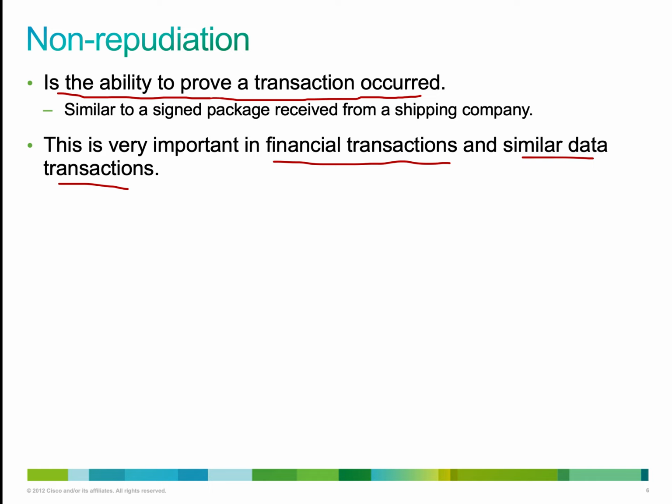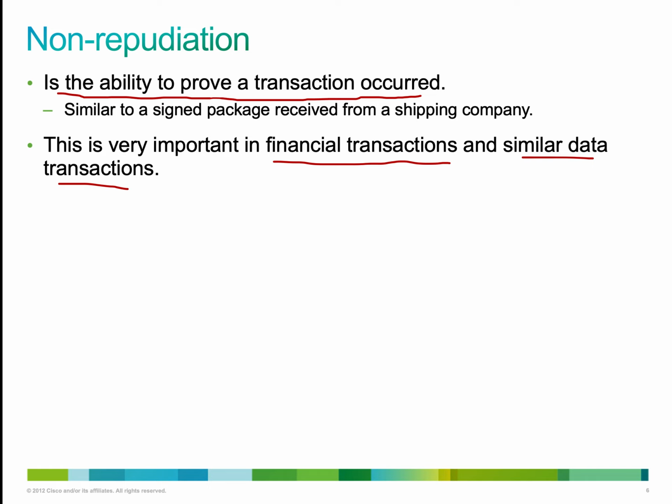Non-repudiation is the ability to prove a transaction occurred. The ability to show a proof, like a signature, something to show that the transaction has taken place. It's similar to a packet received from a shipping company. When you receive a packet from a shipping company, you have to sign so that he goes back to the office to show that the owner of the packet has actually received it. So you have to sign before he can deliver the packet to you. That's non-repudiation: the ability to prove that something has taken place.